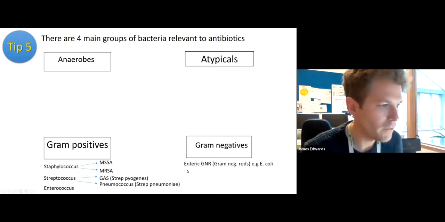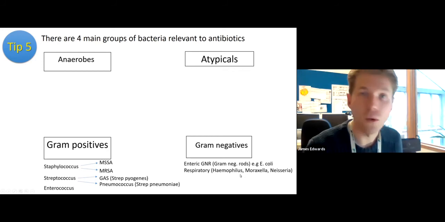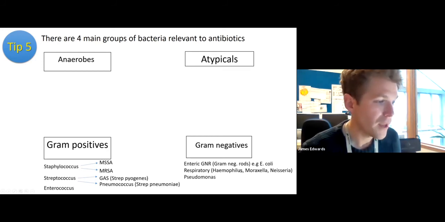Within the gram-negatives, we've got what are called the enteric gram-negative rods. That includes things like E. coli. It includes respiratory gram-negatives. So for example, Haemophilus influenzae. This is an important cause of respiratory tract infections, and you'll see this a lot in, for example, ENT placements. And then also Pseudomonas. And Pseudomonas often gets kind of special mention when thinking about antibiotics because it comes loaded with lots of different antibiotic resistance mechanisms.